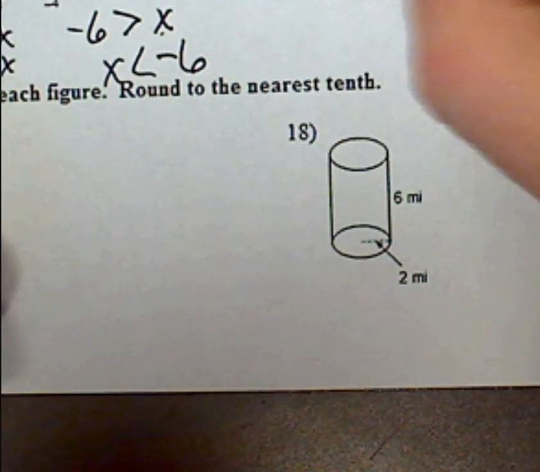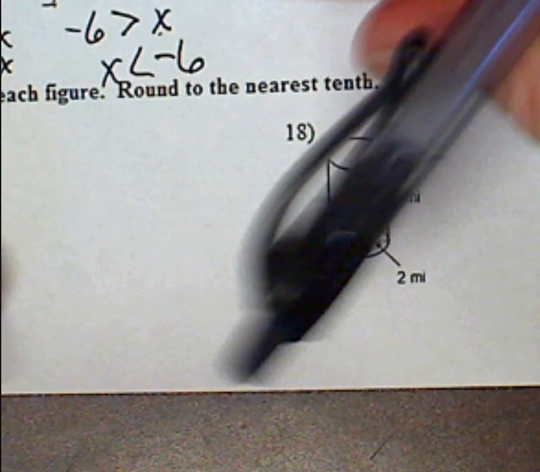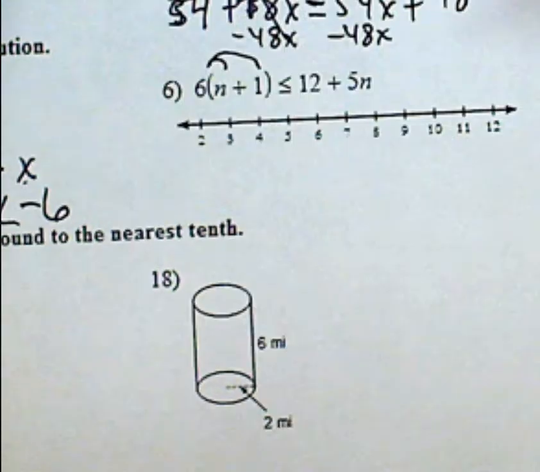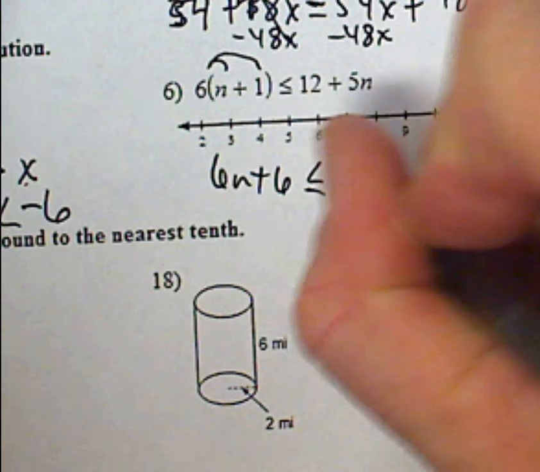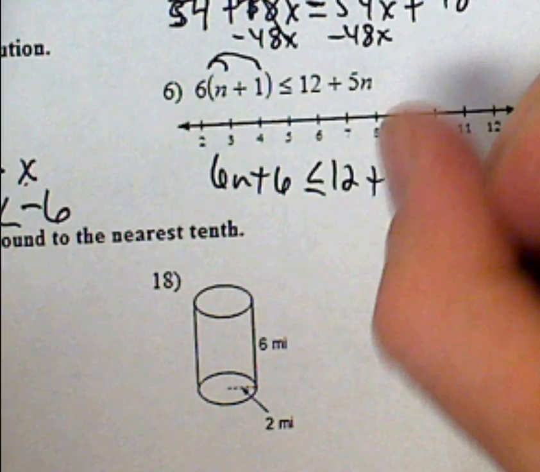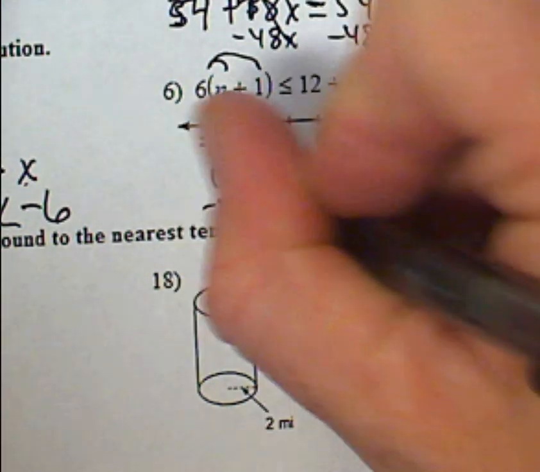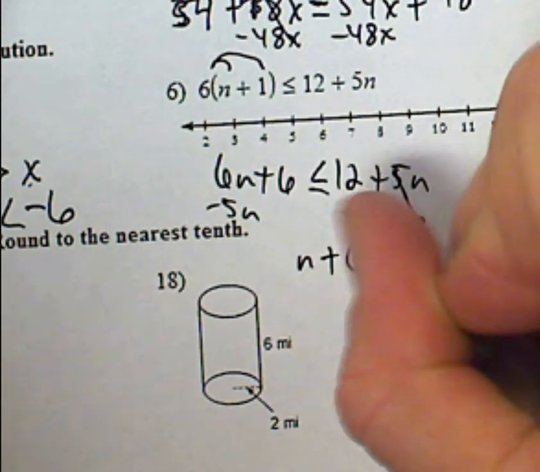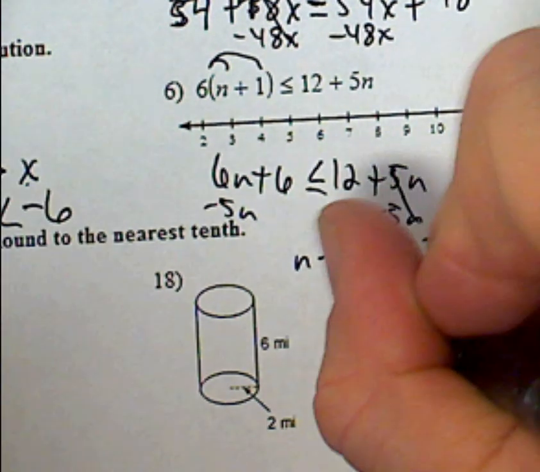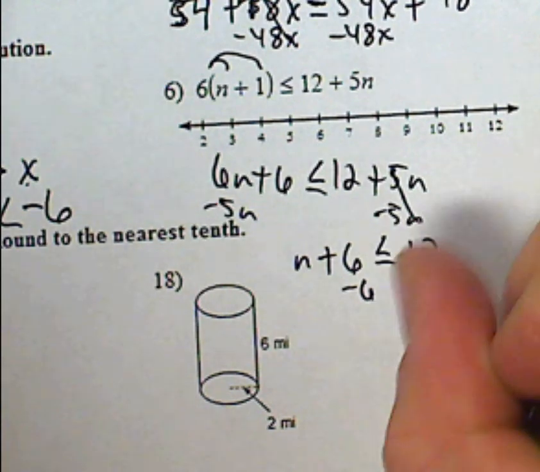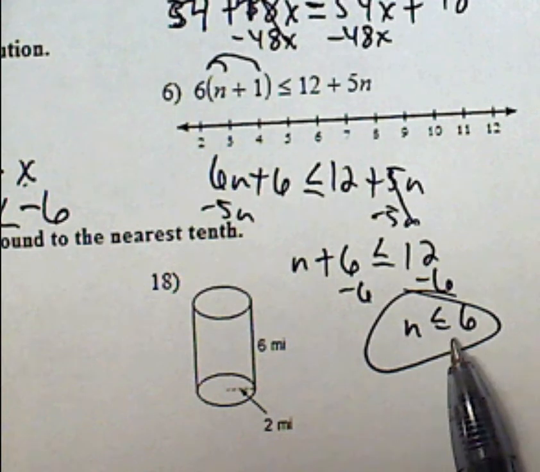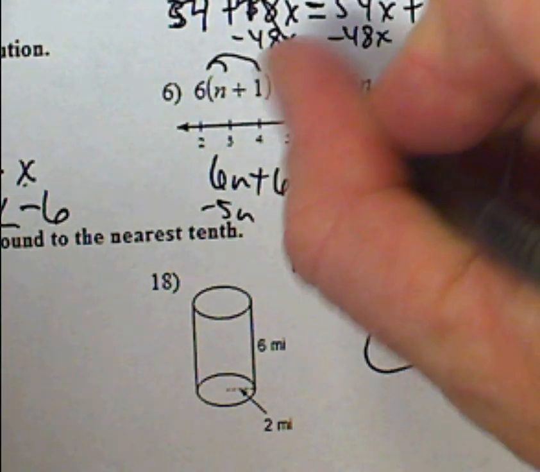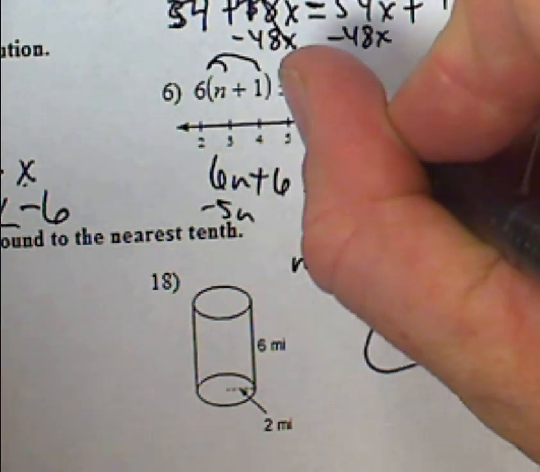Number 6, pause the video and try. On number 6, I have 6n plus 6 less than or equal to 12 plus 5n. Minus 5n, minus 5n. N plus 6 is less than or equal to 12, minus 6. N is less than or equal to 6. Closed circle because of the line underneath. Less than or equal to means to the left.